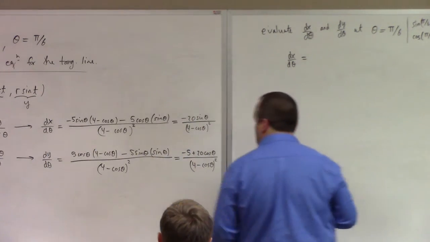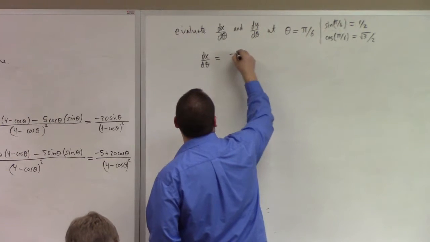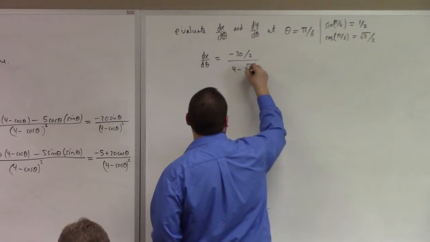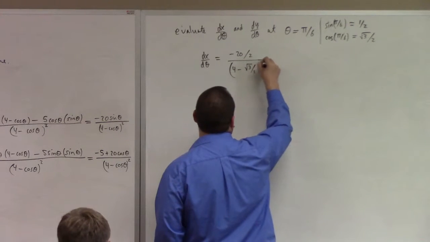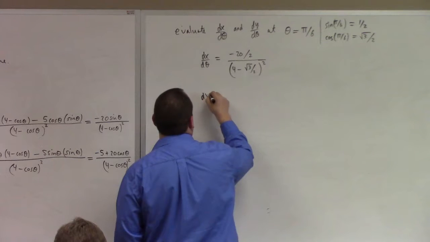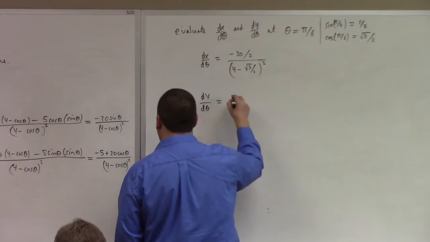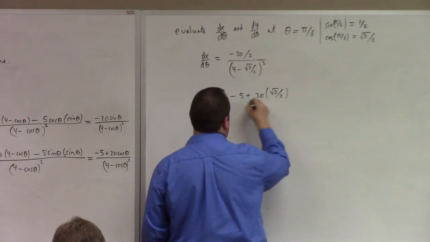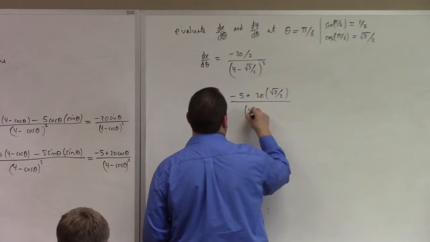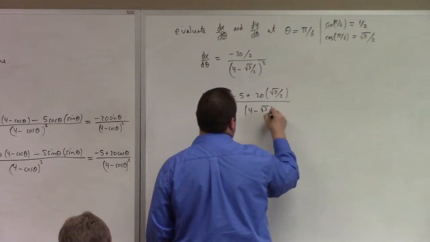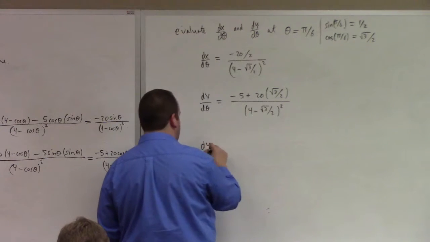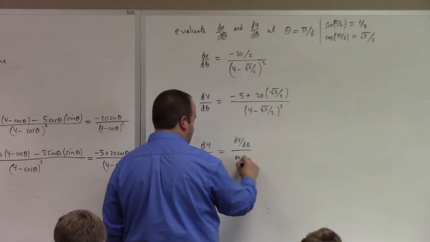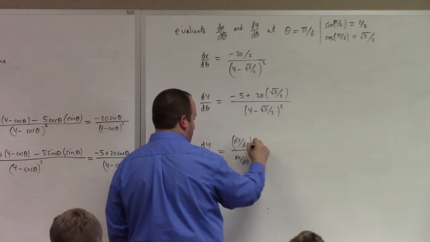Okay, so dx d theta then is going to be what? Minus 20 divided by 2, and then 4 minus the square root of 3 over 2, quantity squared. And dy d theta is minus 5 plus 20 times the square root of 3 over 2 divided by the same number. This is pretty awesome because I don't actually need to simplify the thing in the denominator, because after all what we're about to do is calculate dy dx as dy d theta, right? Divided by dx d theta at pi over 6, right?